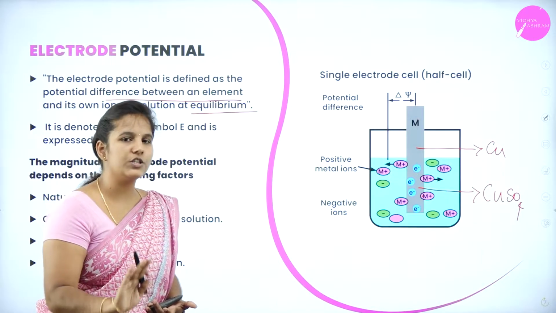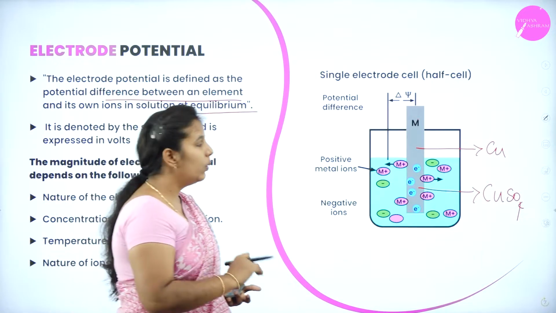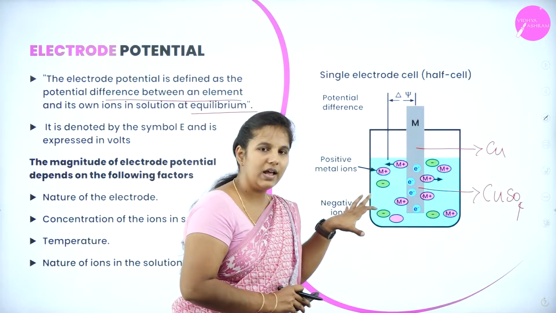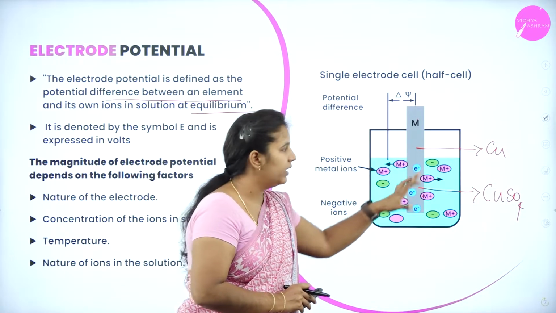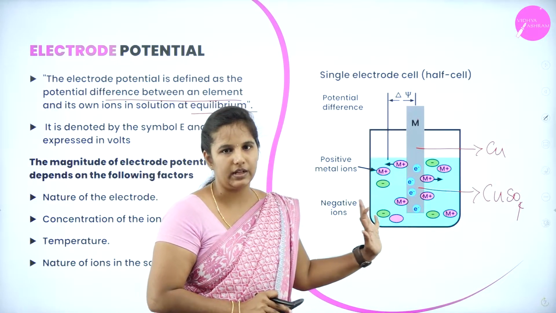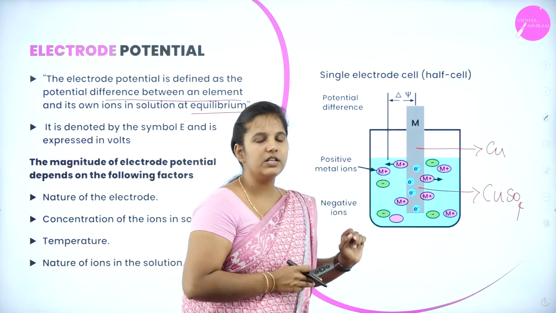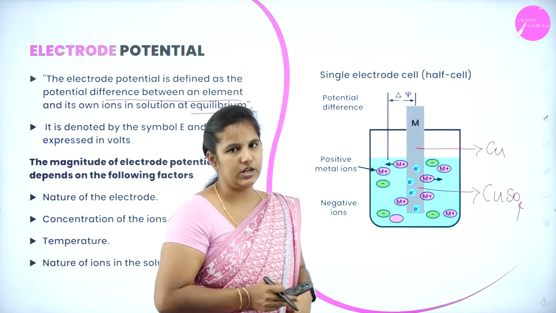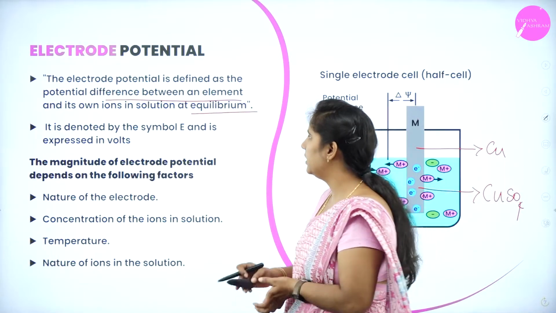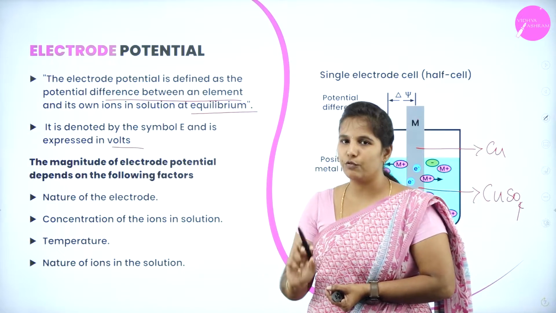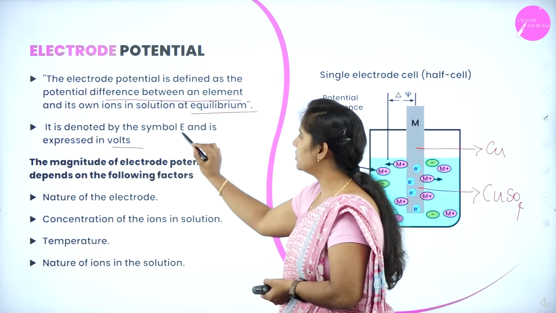Remember, electrode potential is a potential difference which is developed between the metal and its ion. Which ion are we taking? The same metal's ion, in the same electrolytic solution. The difference between these two at equilibrium is known as electrode potential. It is always measured in volts, and we denote it by E.